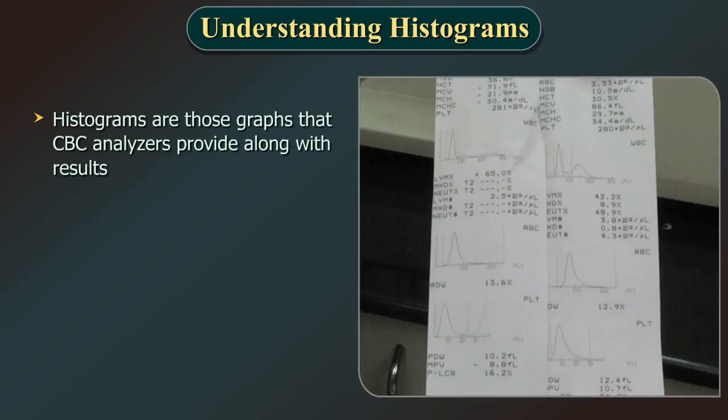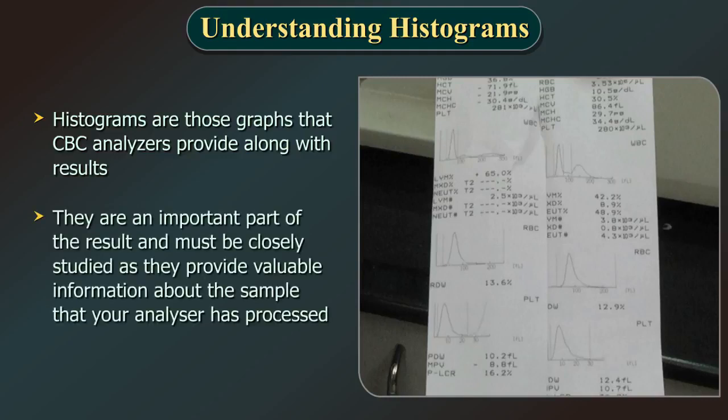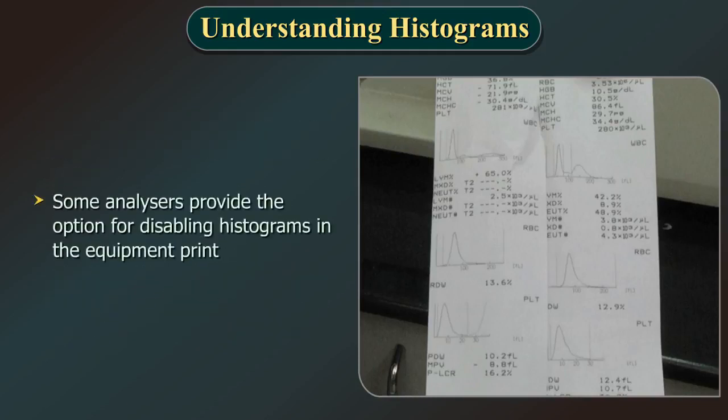CBC histograms. Histograms are those graphs that CBC analyzers provide along with results. They are an important part of the result and must be closely studied as they provide valuable information about the sample that your analyzer has processed. Some analyzers provide the option for disabling histograms in the equipment print. However, you lose valuable information on the sample if this resource is disabled.